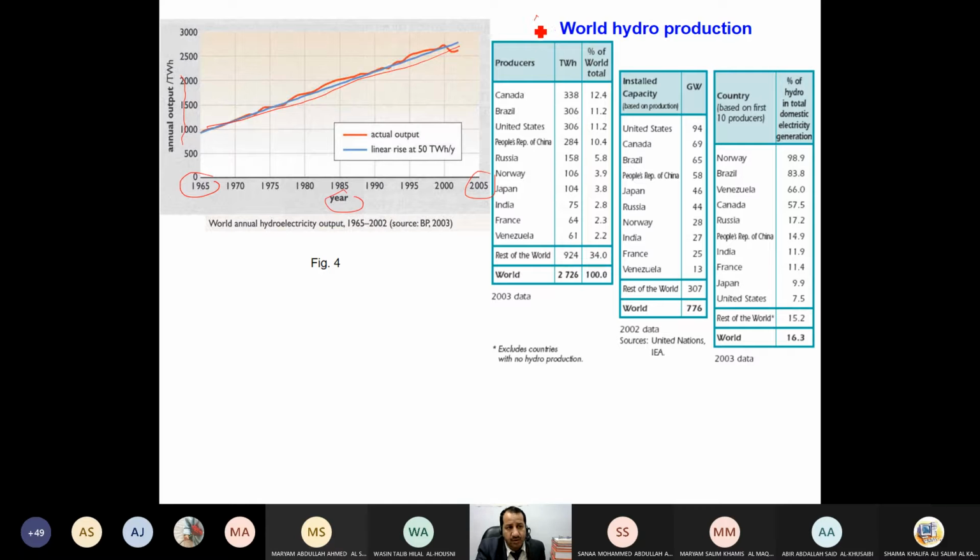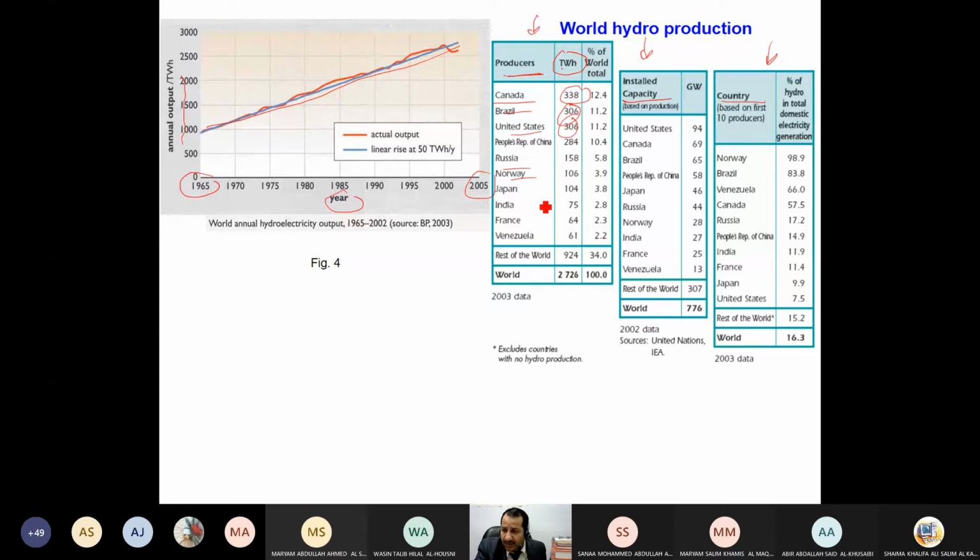And here I also try to show you some information about the producers, the countries with installed capacity, or countries that invest in hydro energy. Example, Canada, Brazil, United States, Russia, Norway, and so on. Now let's see how much energy they produce. Let me see first the unit. Oh, terawatt hour. We are talking not about mega or giga, terawatt hour. See, 338, 306, 306. So this means that they depend on it.